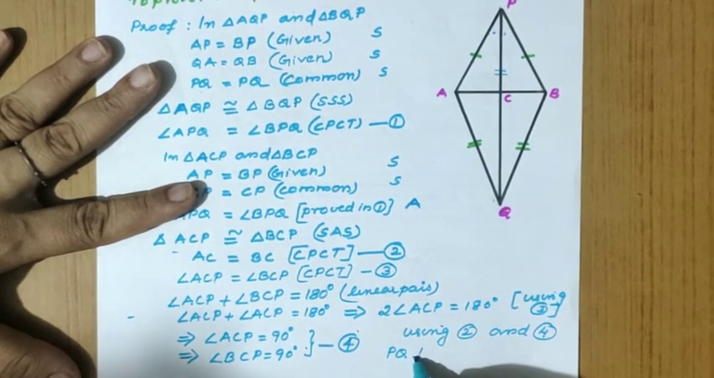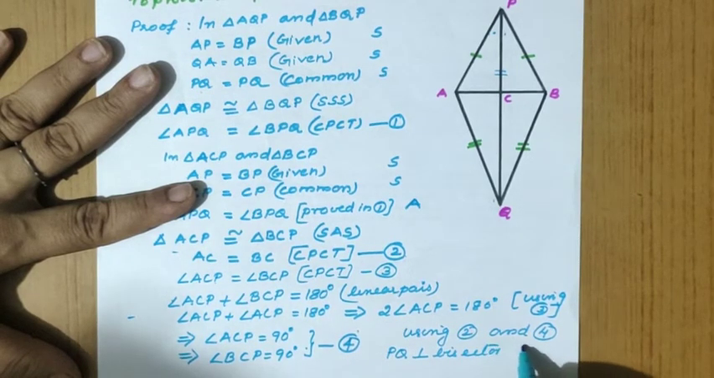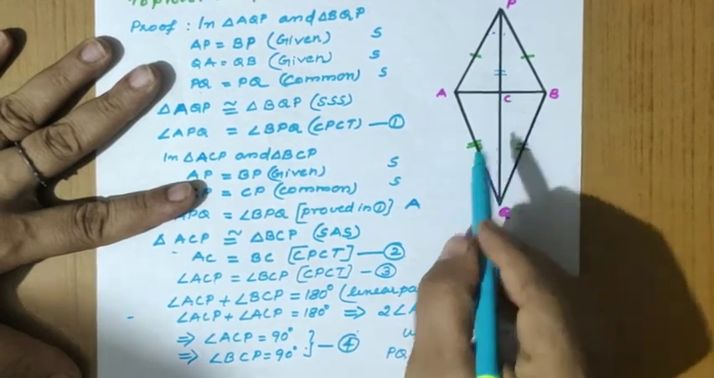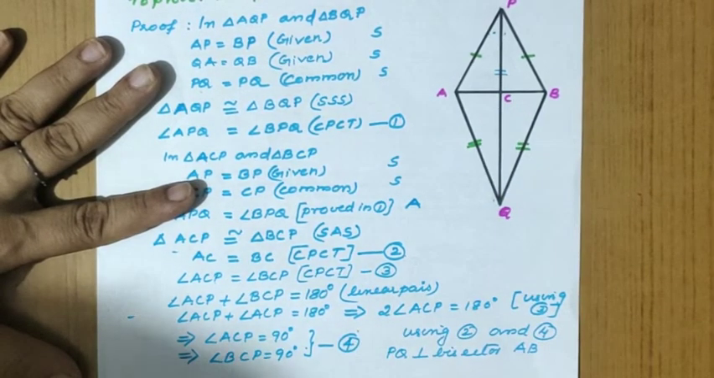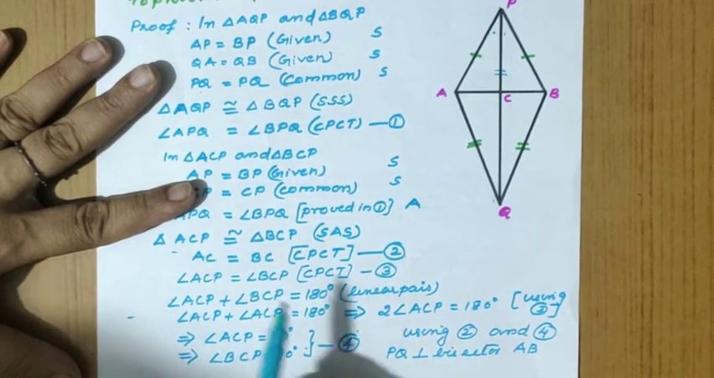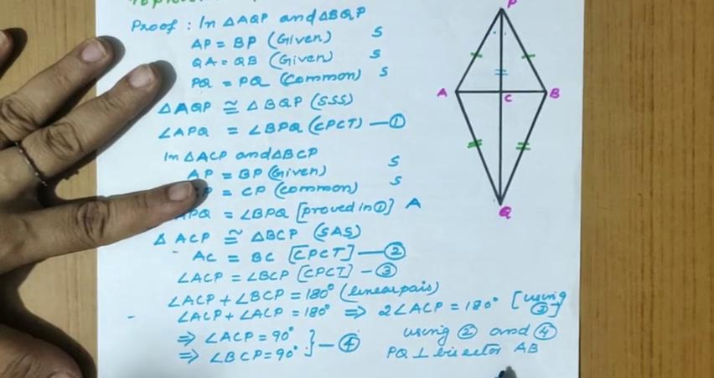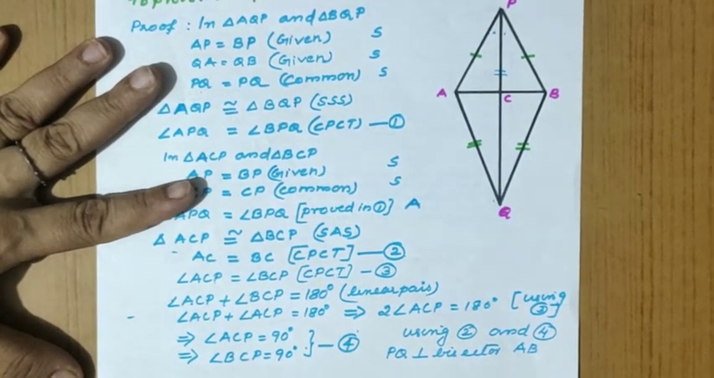PQ is the perpendicular bisector of AB. See that one, perpendicular means angle C is 90 degrees. We got angle C is 90 degrees. Bisecting means AC and BC are equal. So we got a perpendicular bisector rule only here. So PQ is the perpendicular bisector of AB.